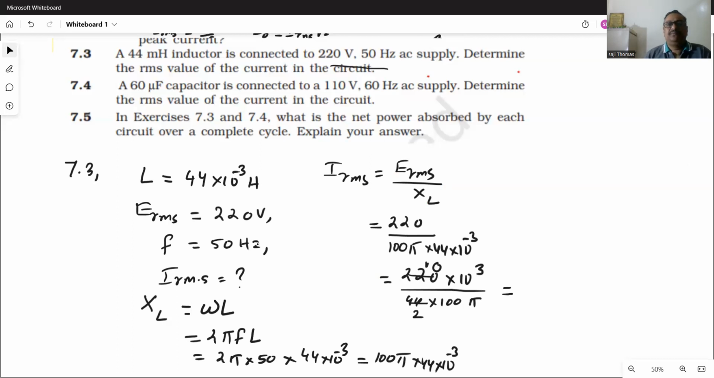You will get 15.9 ampere. Okay. Now we can do the next question, 7.4.